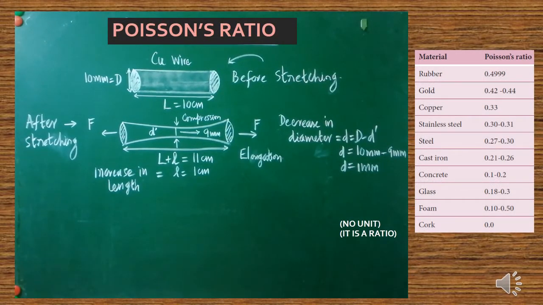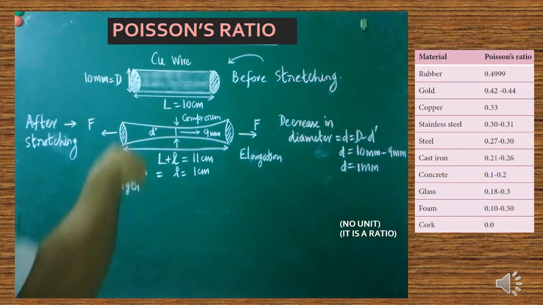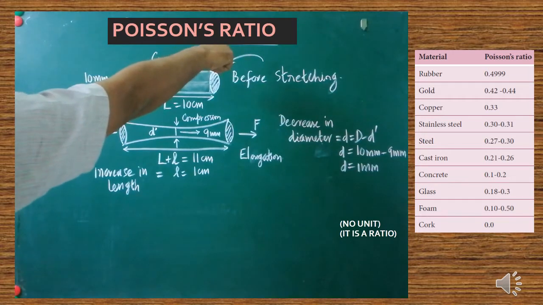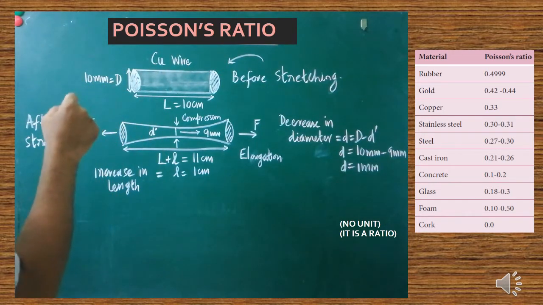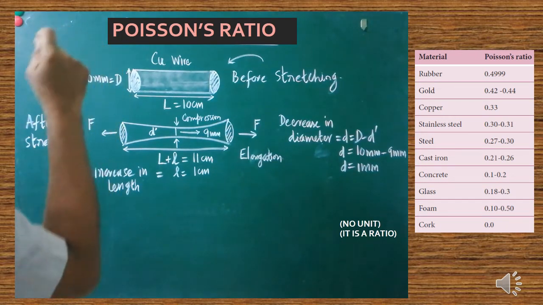Now we are going to learn about a new term called Poisson ratio. The Poisson ratio is denoted by the letter mu. This ratio is mainly used to note down the elastic properties of materials.